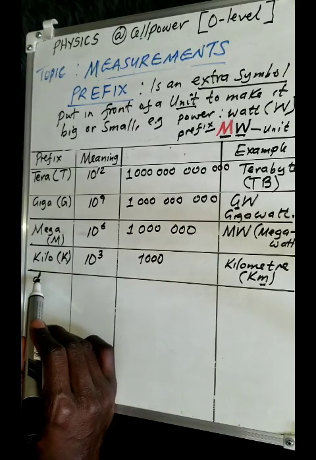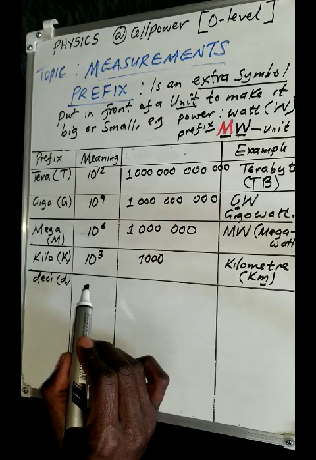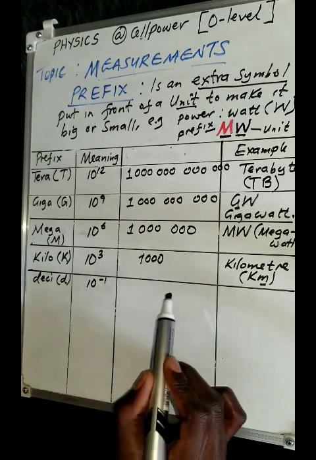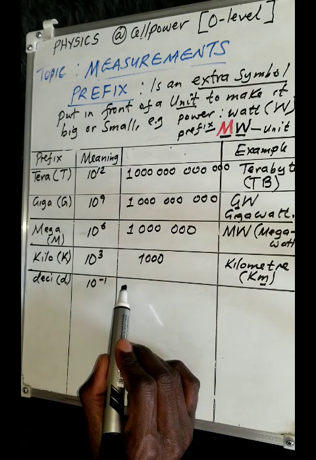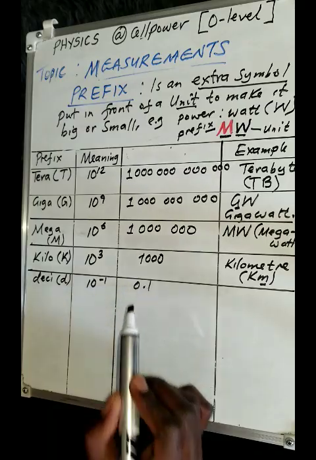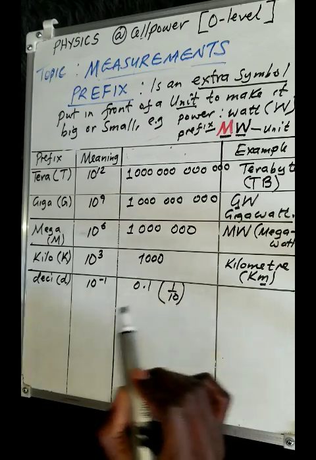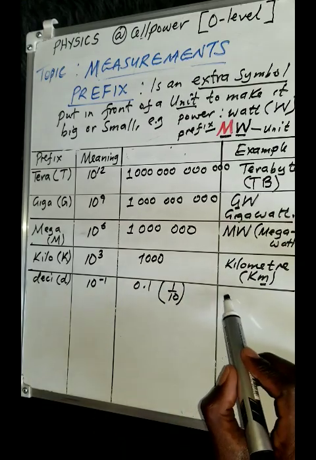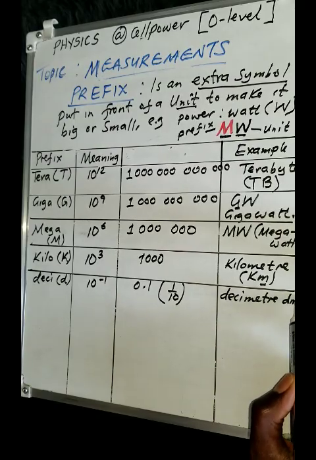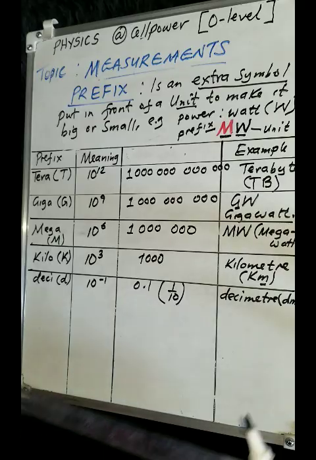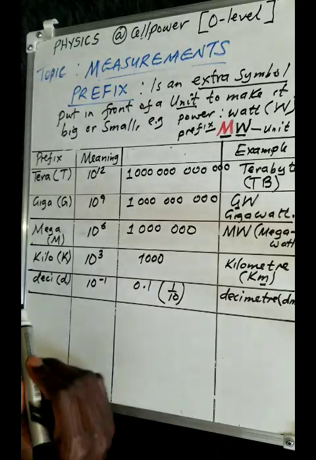These things, you need to become familiar with them because we are going to be using them. We can also find things like deci. Deci, we use a small d. Deci simply means 10 to the power negative 1. Now I'm going to those that are very small. 10 to the power negative 1 simply means 0.1, or 1 over 10. That's what we mean. Decimeter, you have heard of decimeter, dm. So very important. You can see how later on you are going to be making conversions.